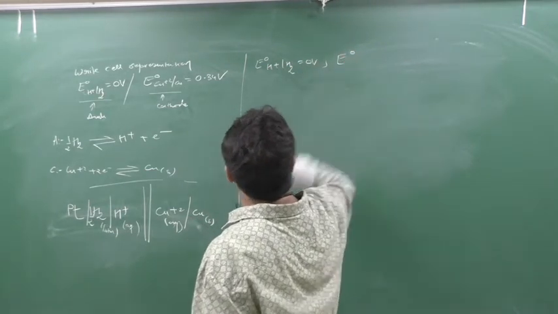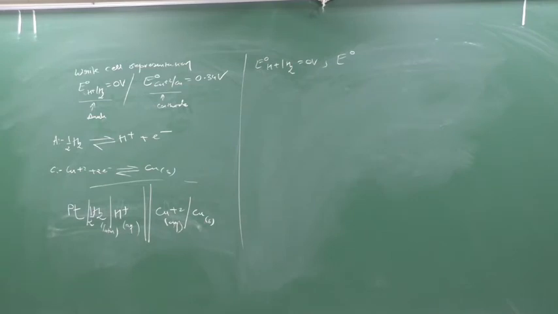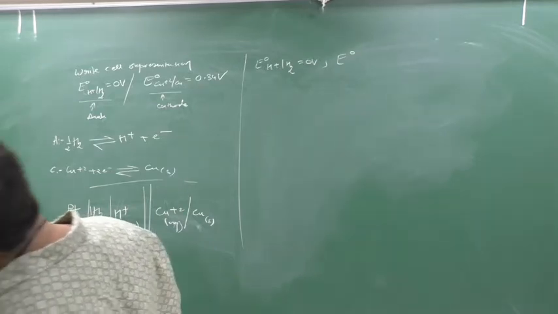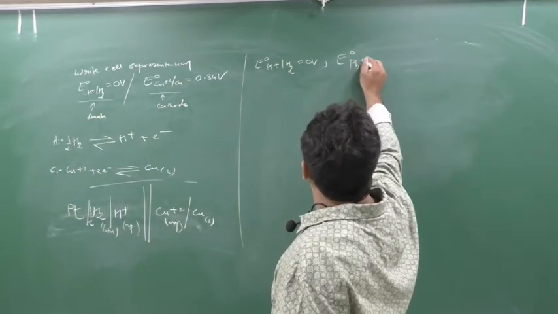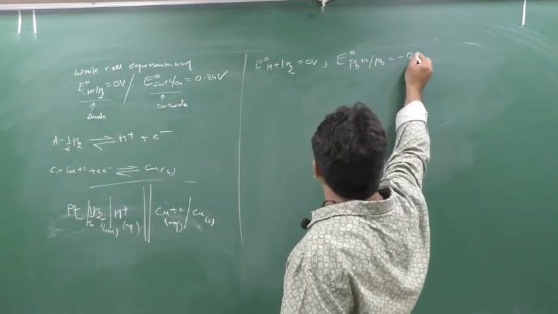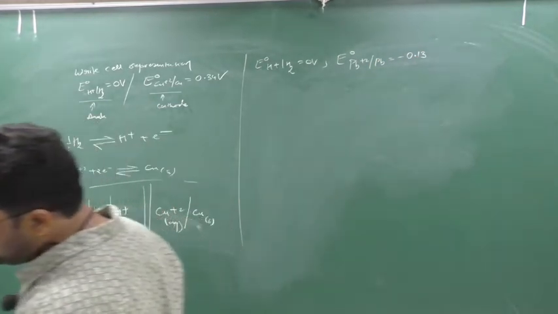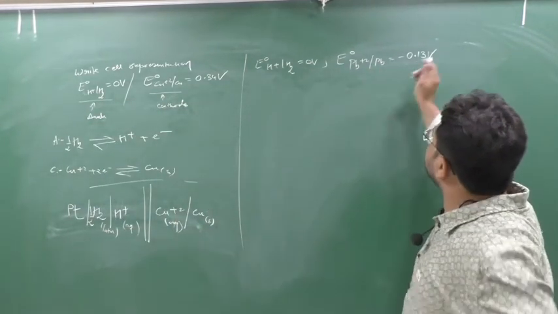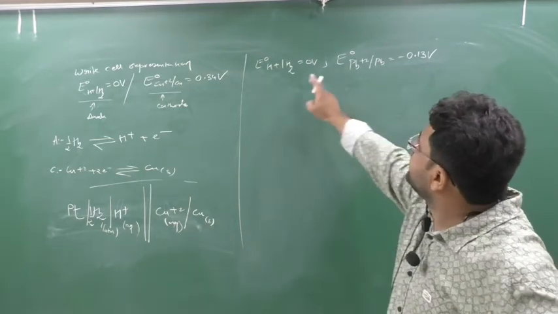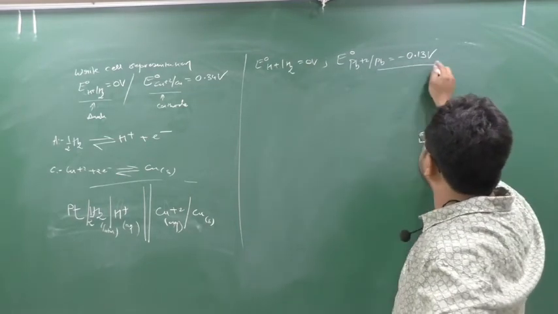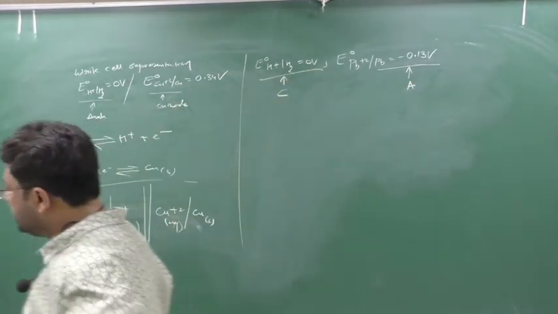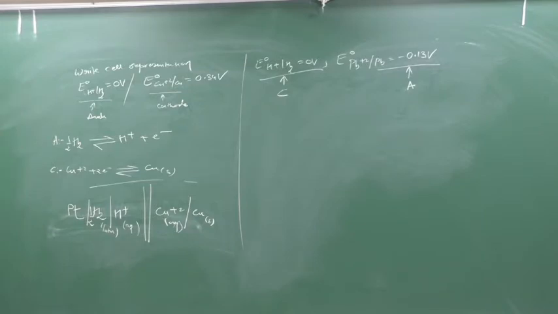Another example I will take, where the hydrogen should come more, and that example is Pb. Pb is also best, minus 0.13. So Pb plus 2 slash Pb equal to minus 0.13 volt, and this is 0 volt. Which is less? From 0 and minus 0.13 volt, this is less, so this will act as anode and this will act as cathode. Clear?